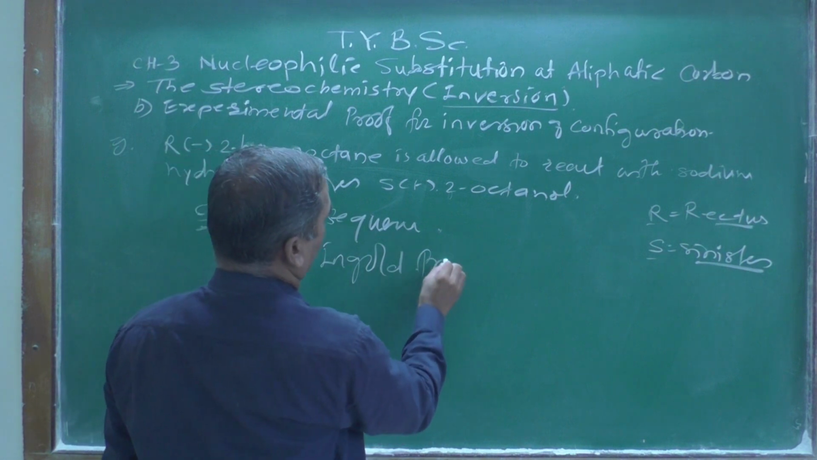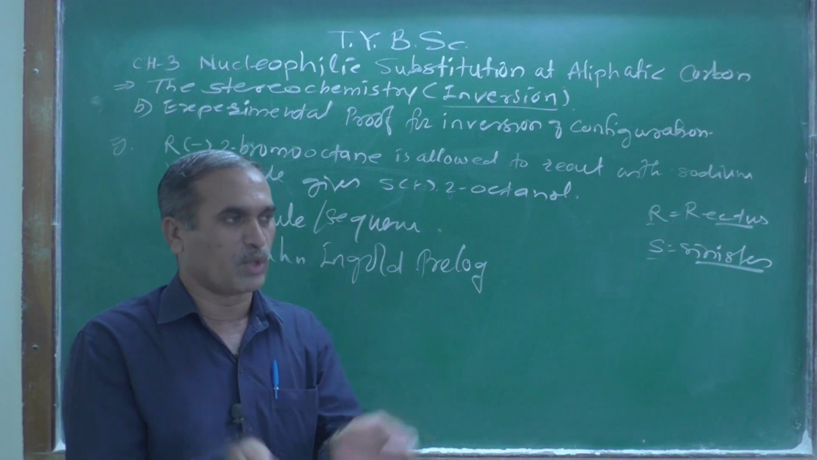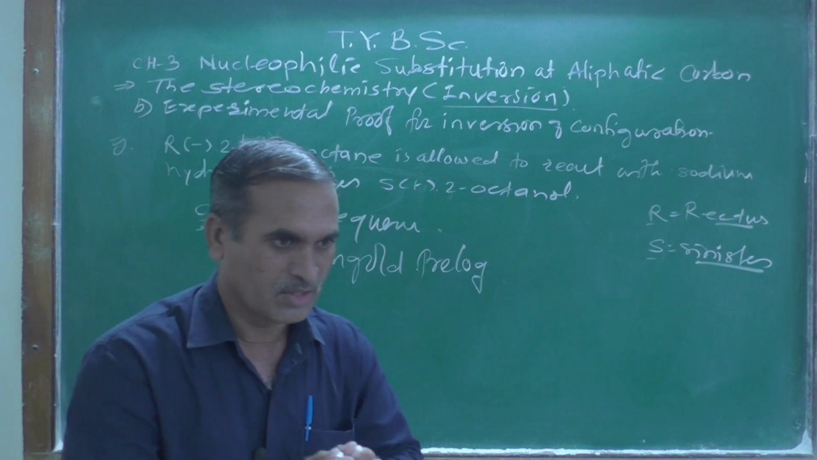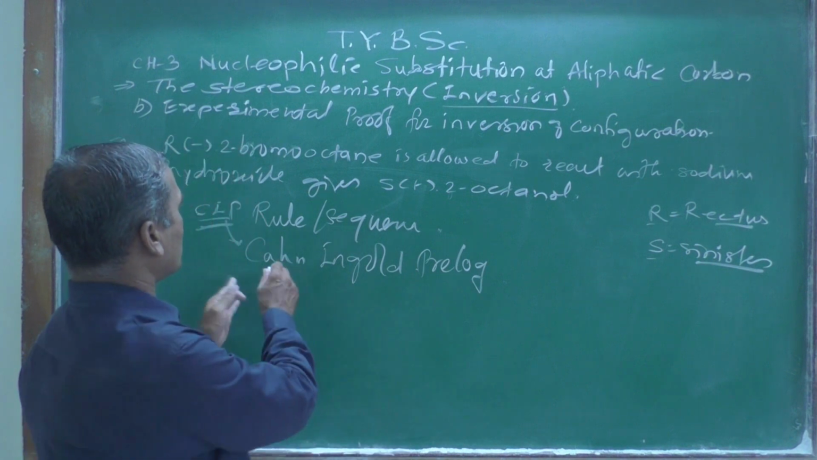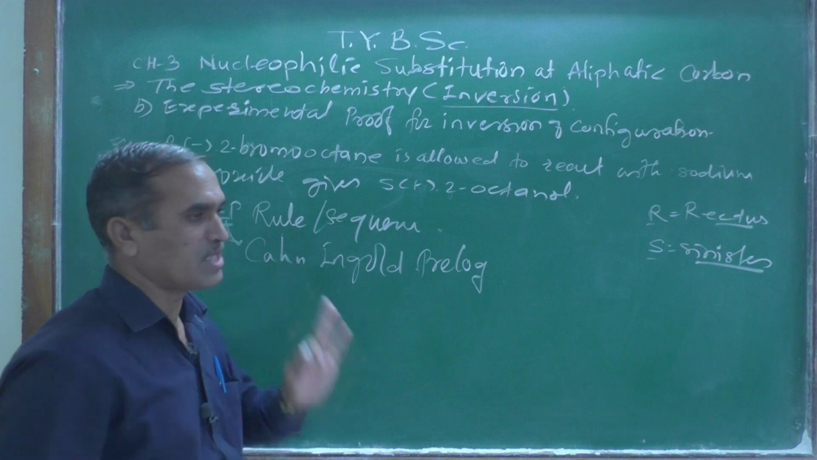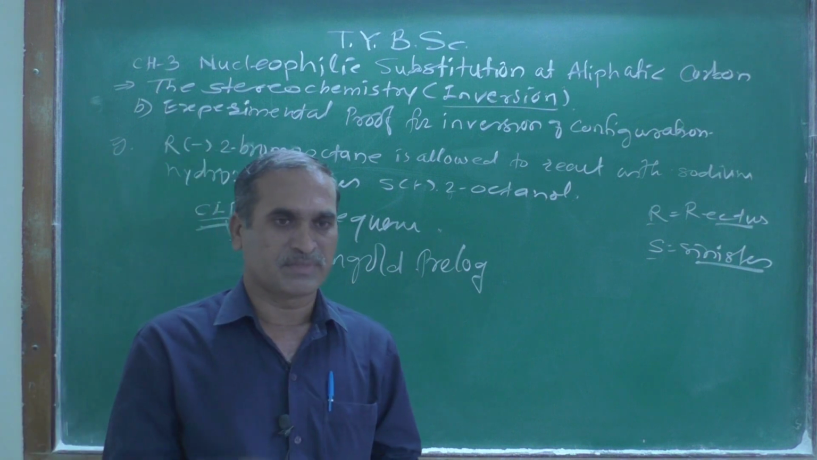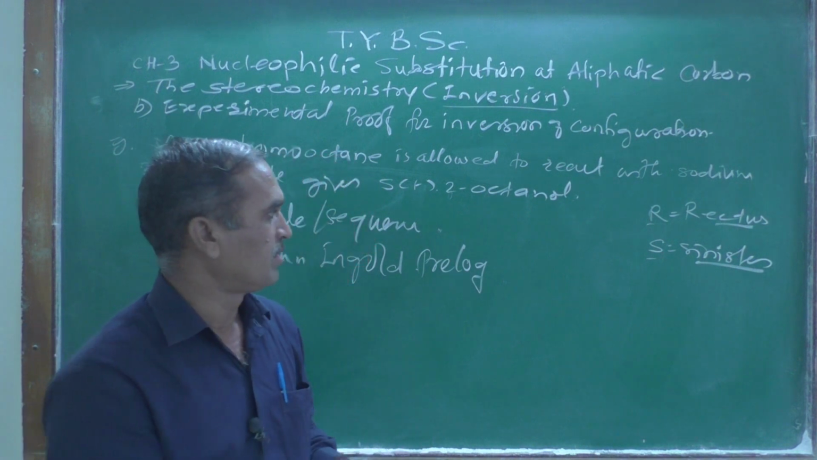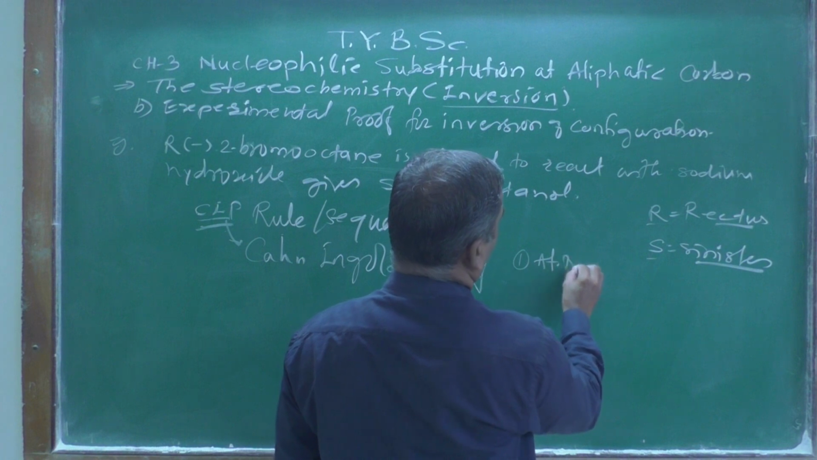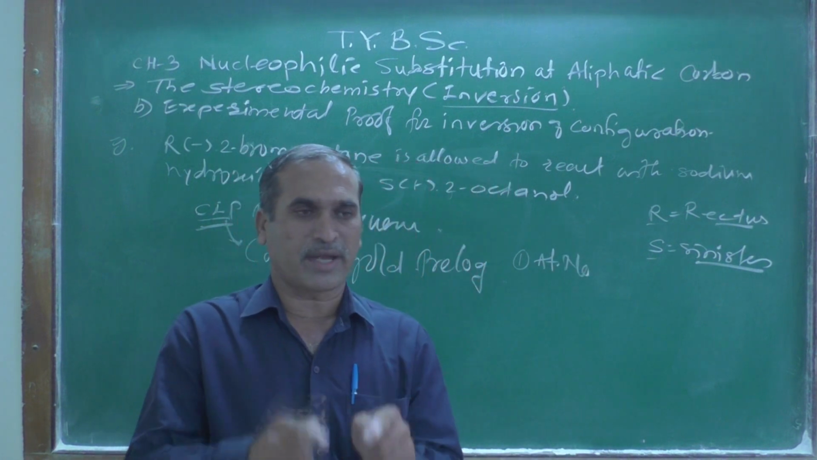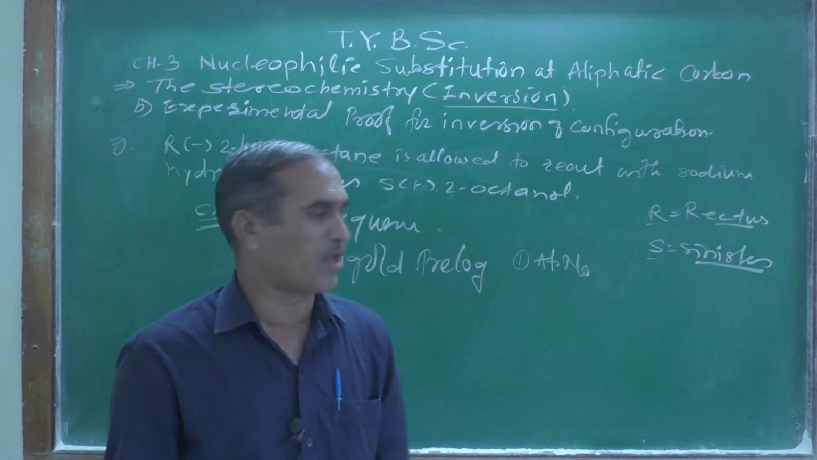and P for Prelog. These three scientists studied this together and formulated precise rules, and that's why it is called the CIP rule or the sequence rule. What are the rules? There are about four points. The first one is the atomic number. Those atoms having the greater atomic number should get the first priority.